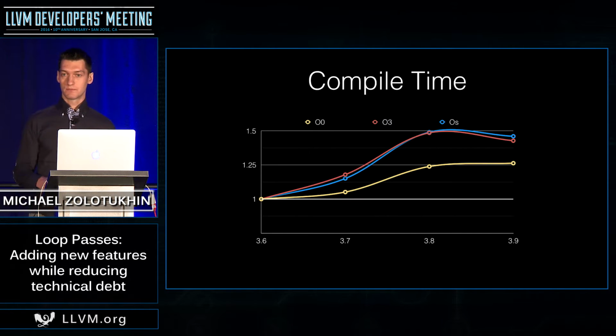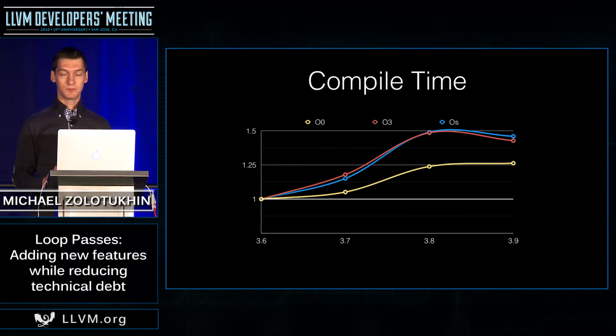This graph shows average compile time for the 10 biggest benchmarks from the LLVM test suites for 3 optimization levels, O3, O0, and OS, for the last 4 releases of LLVM. That is, for the last 2 years. And as you can see, we regressed a lot in these 2 years. And we didn't want to make it even worse with our feature.